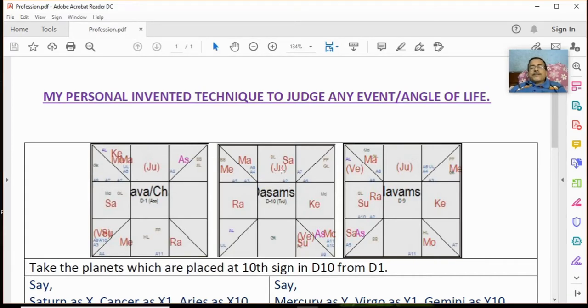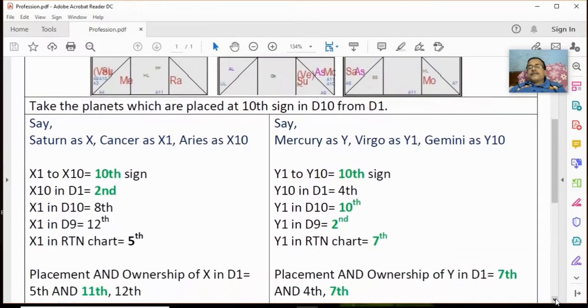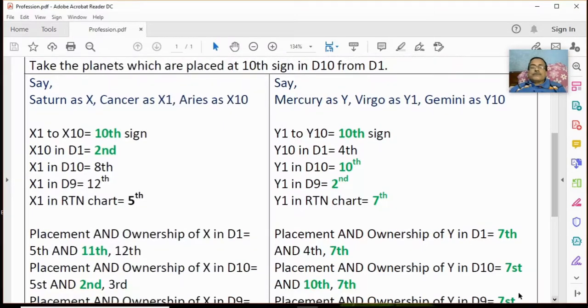So Cancer to Aries is the 10th sign. In D10, Mercury is placed in Gemini. In D1, Mercury is placed in Virgo. So Virgo to Gemini is the 10th sign. So we will take Mercury and Saturn according to this rule.